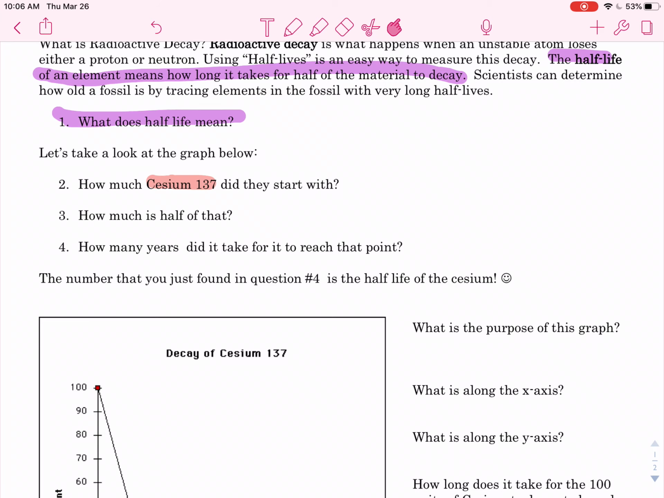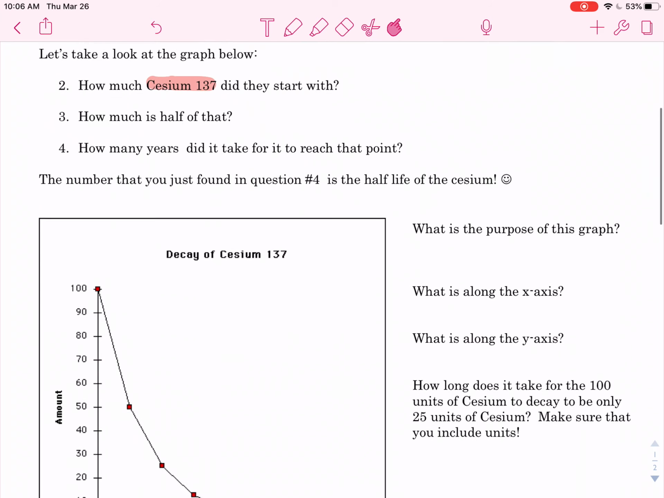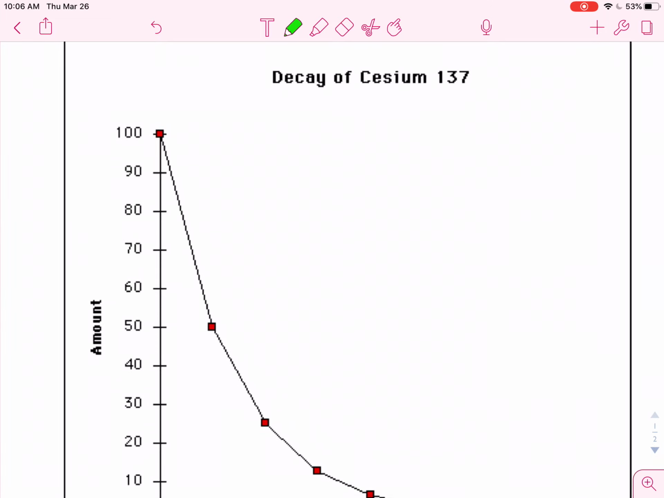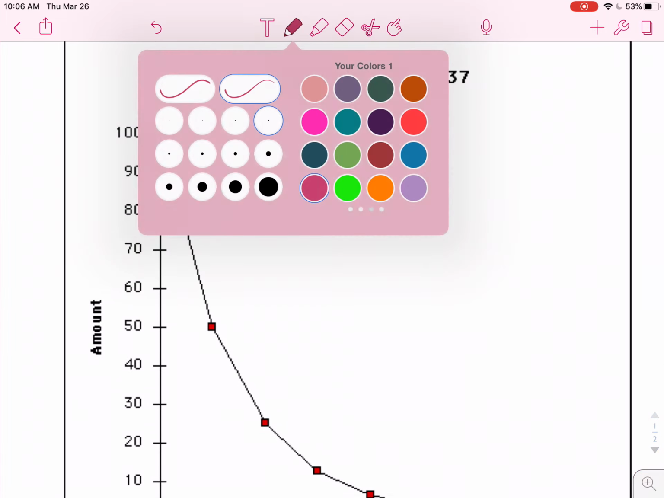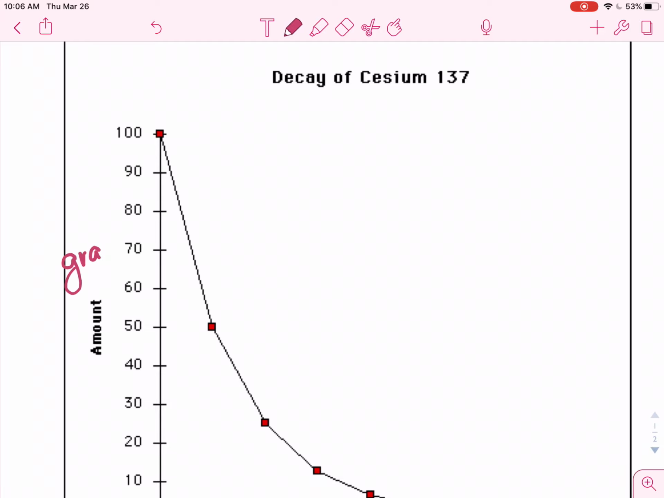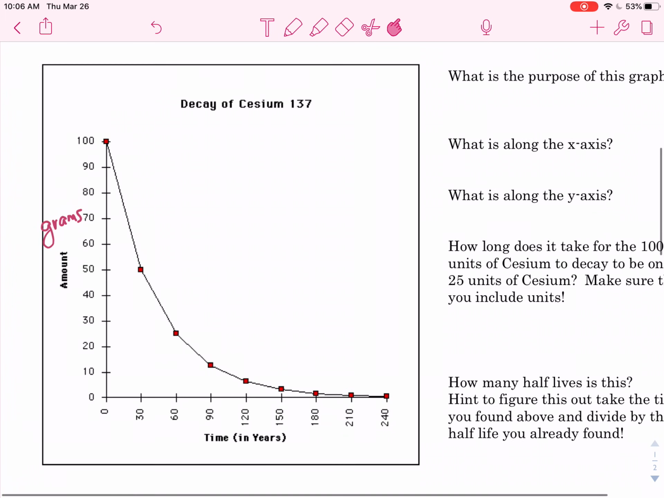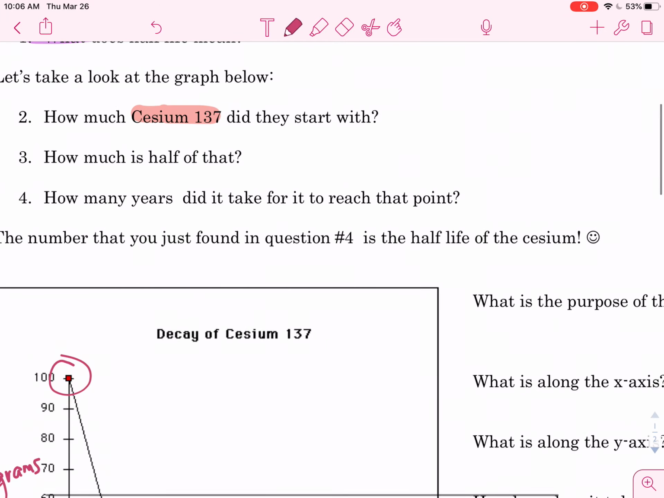Number 2 says, how much cesium did they start off with? We're just going to make an assumption here that this is grams. On our y-axis, we have the amount of the radioactive material in the fossil, and on the x-axis, we have the time. So here, we start off with 100 grams of this cesium in our fossil.